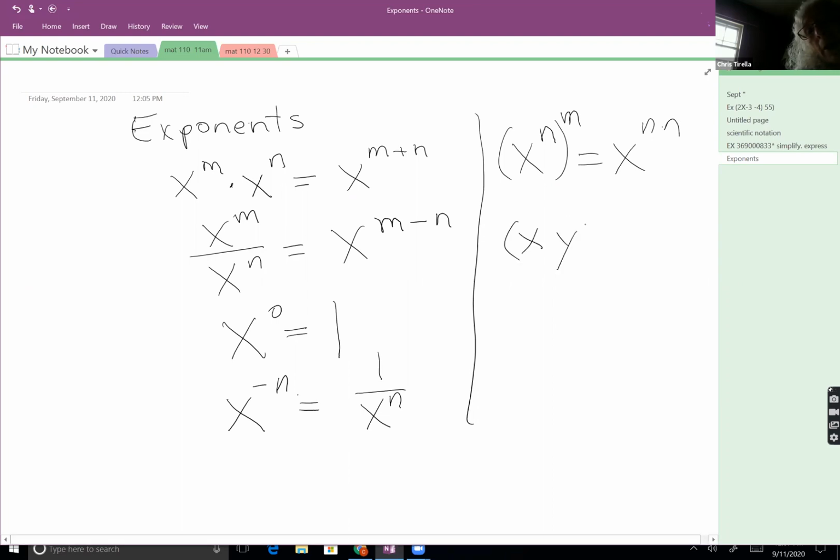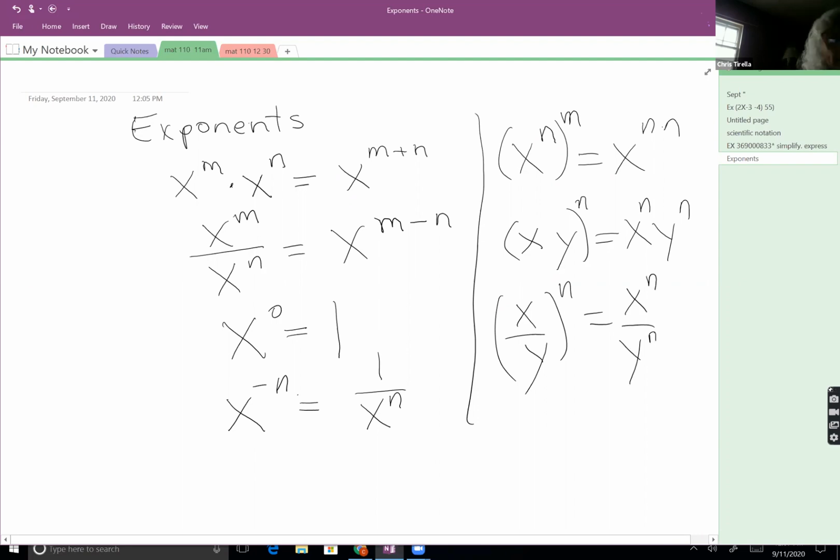If I have a product and I raise it to a power, xy to the n, I raise each factor to that power. And if I have a fraction, a quotient, and I raise it to the power, I raise both the numerator and the denominator to the power. And again, with those last three rules, you need to pay close attention to where there are parentheses. All right?